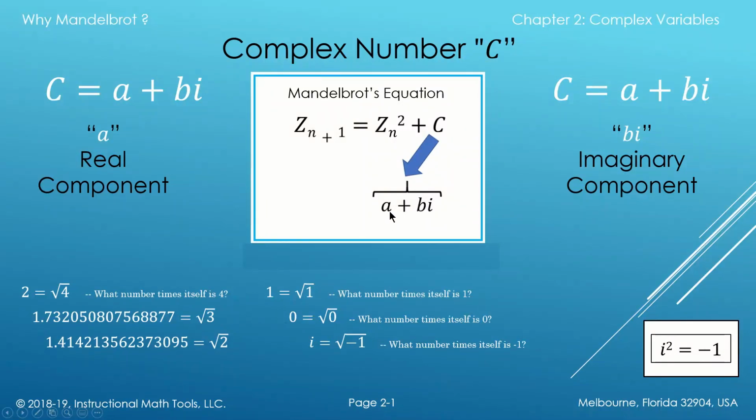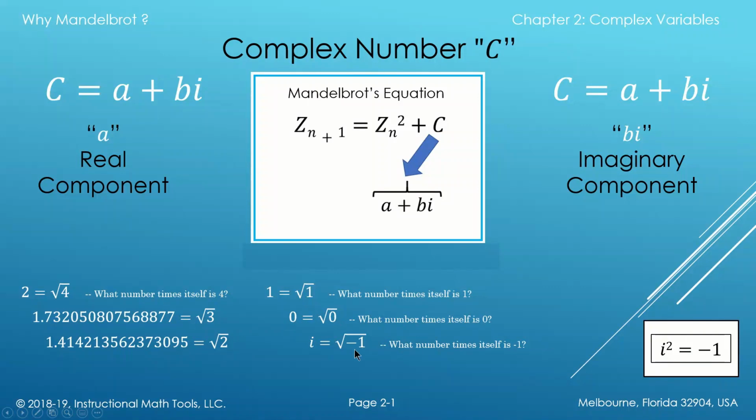It's represented by a plus bi, where a is the real component and bi is the imaginary component. And let's talk just a moment about square roots. We know the square root of 4 is 2, because 2 times 2 is 4. We know that the square root of 3 is a very long number. We know the square root of 2 is 1.414, etc. The square root of 1 is 1, because 1 times 1 is 1. The square root of 0 is 0, because 0 times 0 is 0.